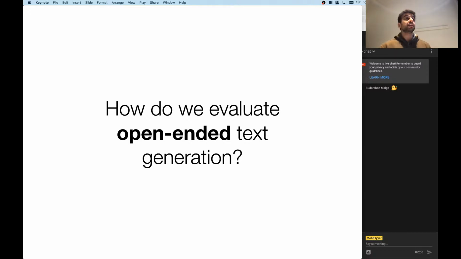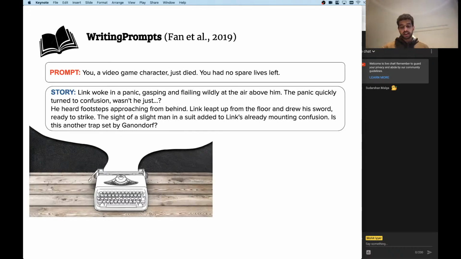But there's a different class of problems where the output space is not anywhere near as constrained. You might have, for instance, story generation, where you're given a prompt, like: you, a video game character, just died, you have no spare lives left, and then you ask a model to generate a story that is inspired by this prompt. So why do you think that the BLEU score might not be a suitable way to evaluate this kind of task?